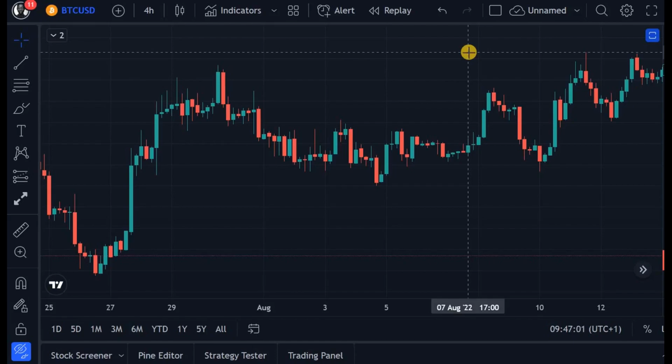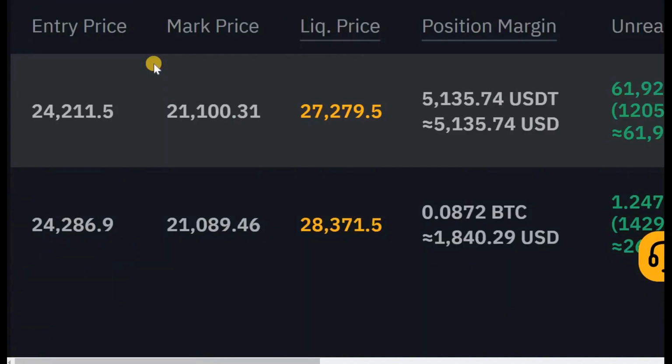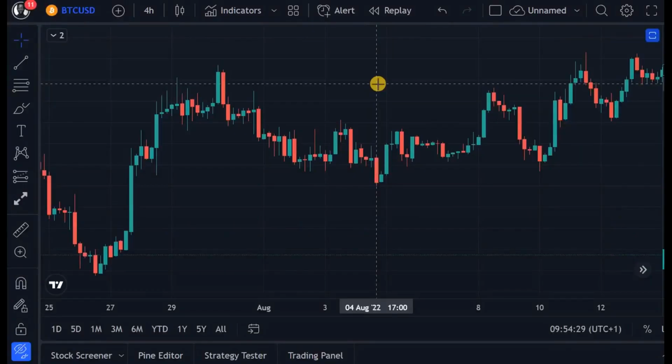If I go over to Bybit, you can see that I am currently in two short positions. Right here is my entry price, my liquidation price, and I am currently in a bit of profit. I am going to show you this strategy that I am currently using in my trades.